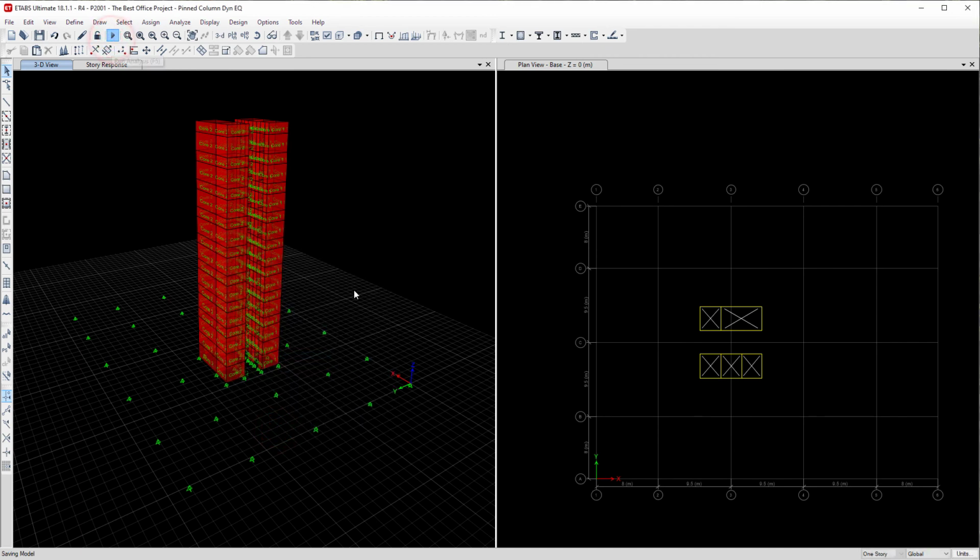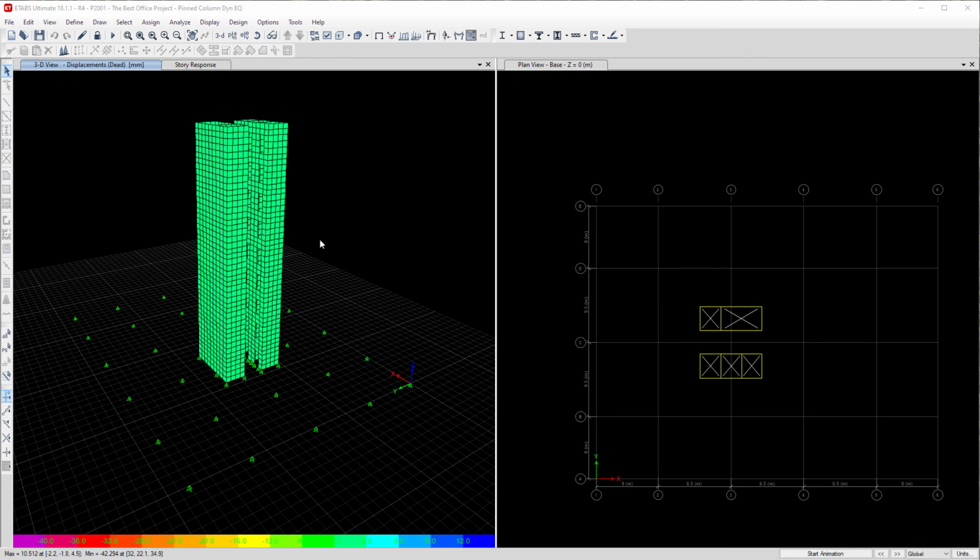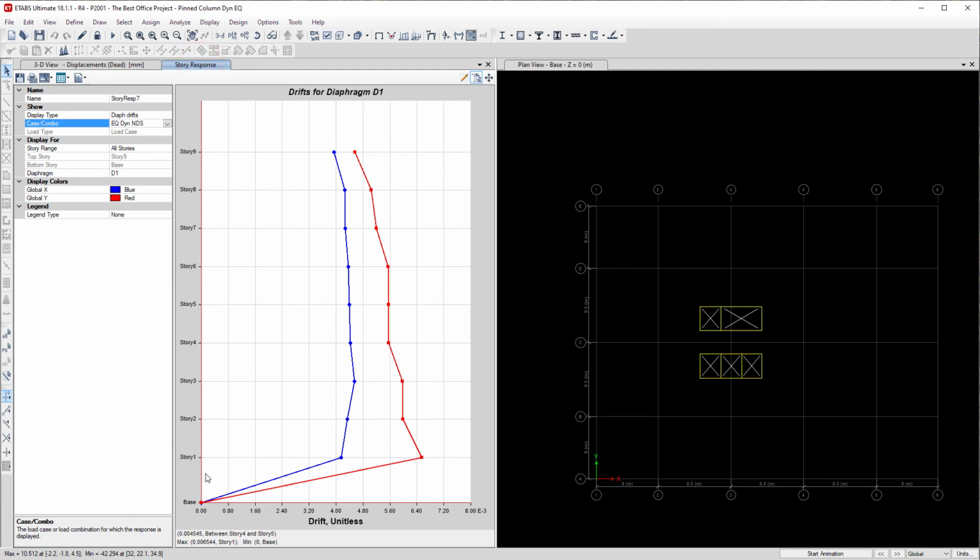Let's run our analysis with a P delta, and again that might take a few minutes. So the analysis is done here, and if we start looking at the drifts again, now it has gone up from 0.0053 to 0.006544, which if you inverse it gives us a ratio of around height on 152, which is still safe and passes the limit of height on 66 required by the design code.